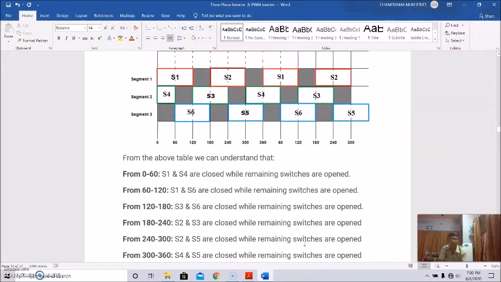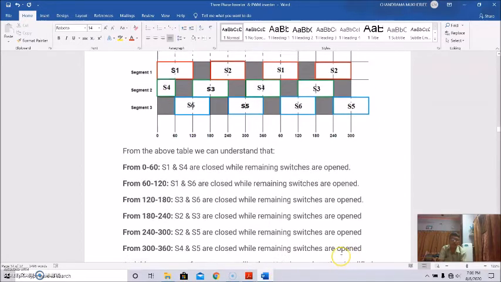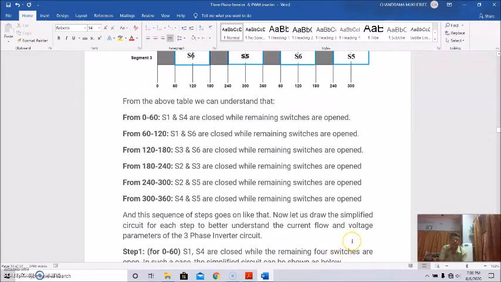From 240 to 300, H2 and H5 are closed while the remaining switches are open. From 240 to 300, S2 and S5 are closed while the remaining switches are open. And from 300 to 360, S4 and S5 are closed while the remaining switches are open. So this sequence of steps goes on like that.